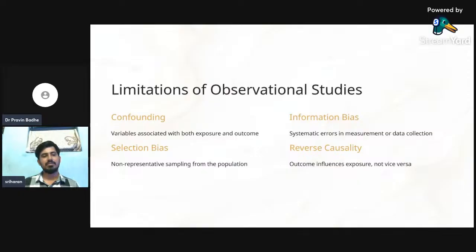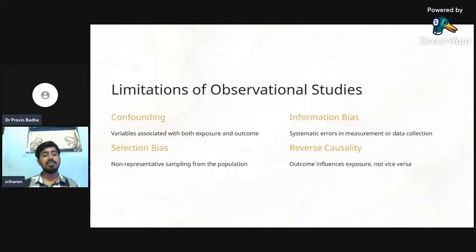Next, the limitations. Firstly, confounding is a major limitation. Confounding is nothing but a hidden variable, a hidden risk factor. We will see it in detail. Information bias: in observational studies sometimes miscommunication and misinformation take place. Sometimes the patient himself gives wrong information because they forgot. So a systematic error takes place in information bias.